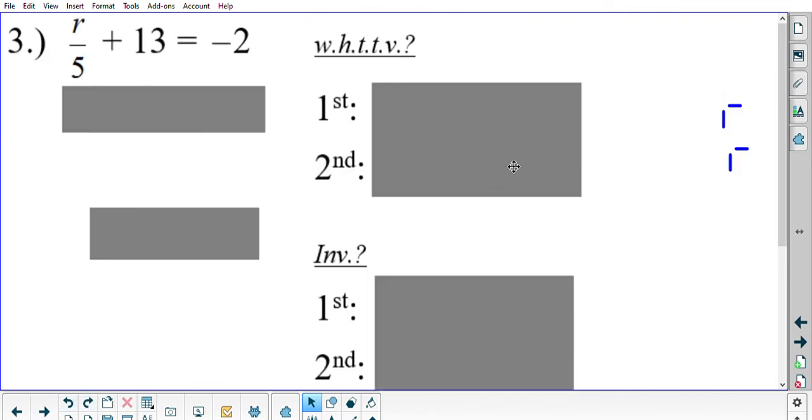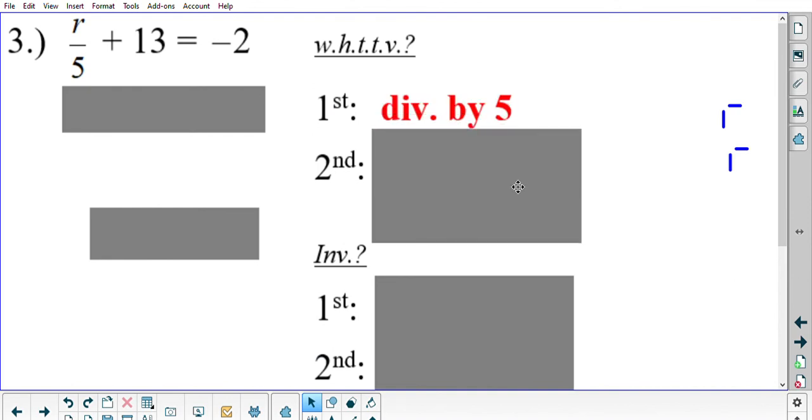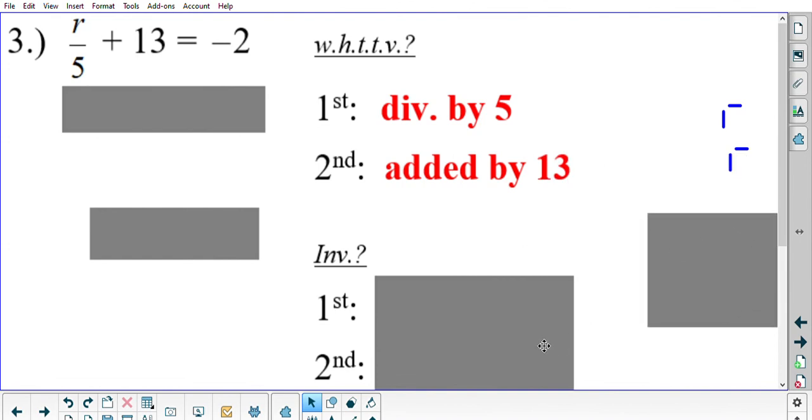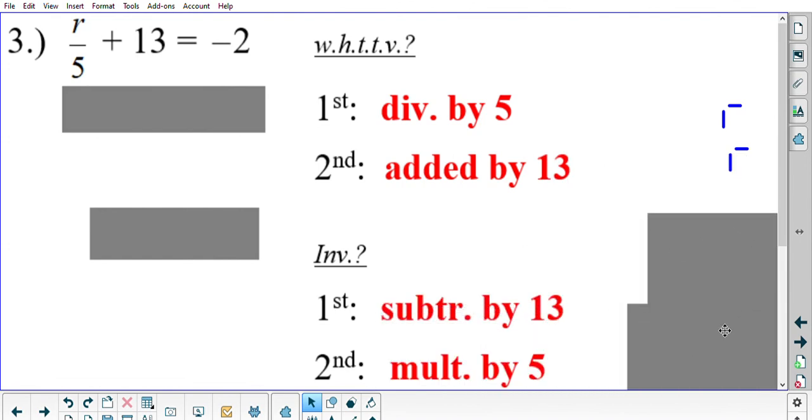Problem number 3, for those of you who did this problem. The variable was being divided by 5. That's what that fraction means, division. Then it was being added by 13. First inverse, subtract by 13. Second inverse, multiply by 5.